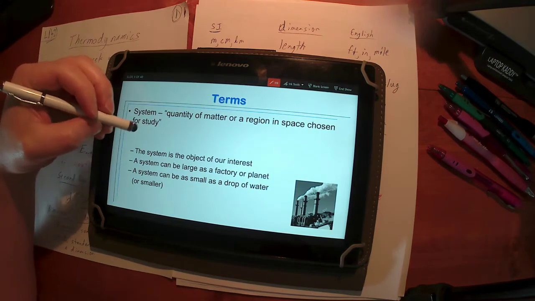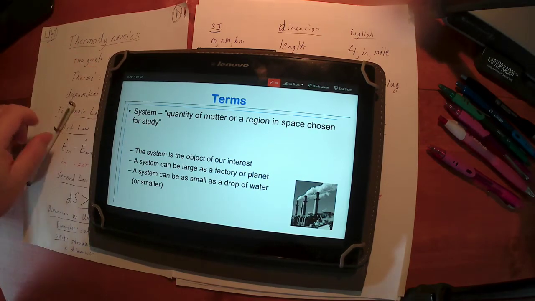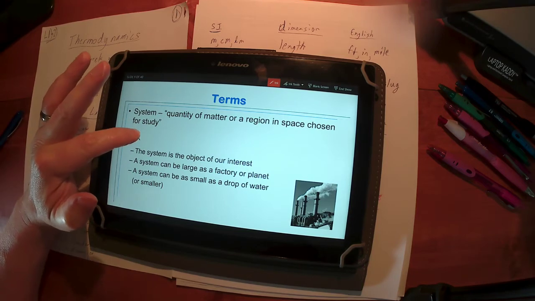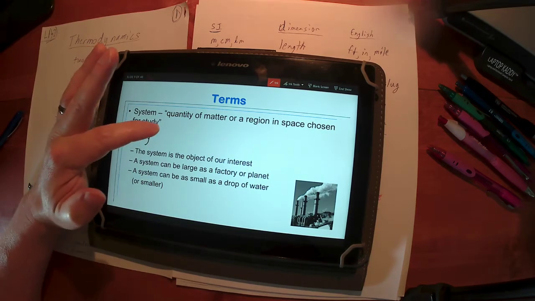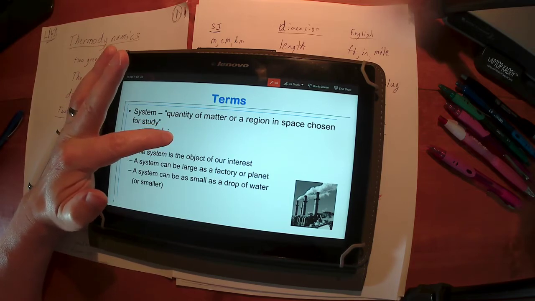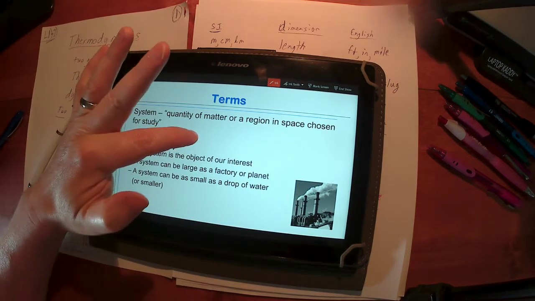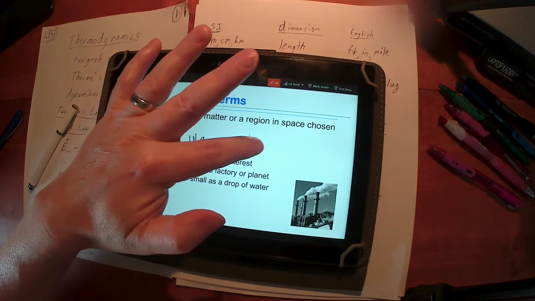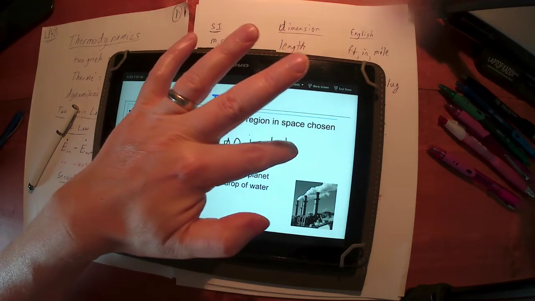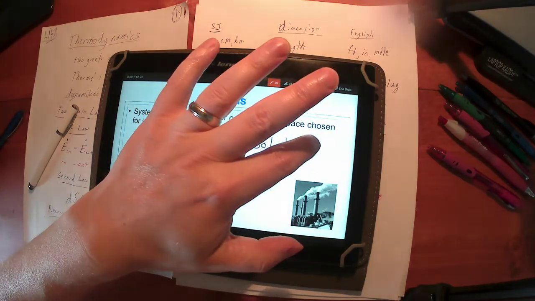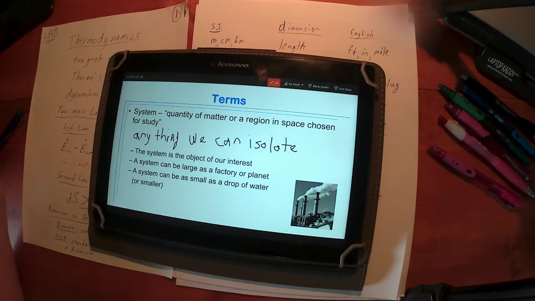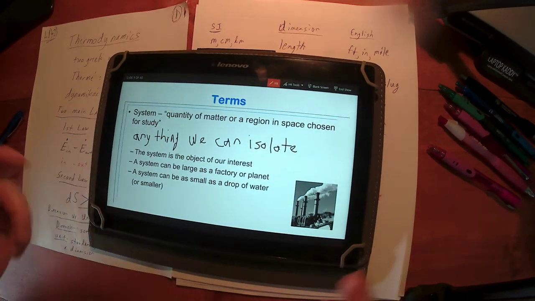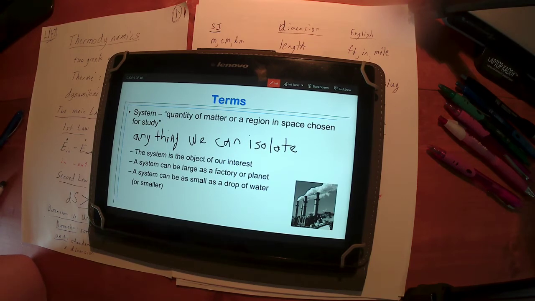Now that's okay. I don't remember if a stylus works. No, it does not. So I would suggest: anything we can isolate from its surroundings, right? And I don't have room to write that there. Anything we can isolate from its surroundings. In layman's terms, I remember my thermo professor taught us: anything we can draw a dotted line around, that can serve as our system.